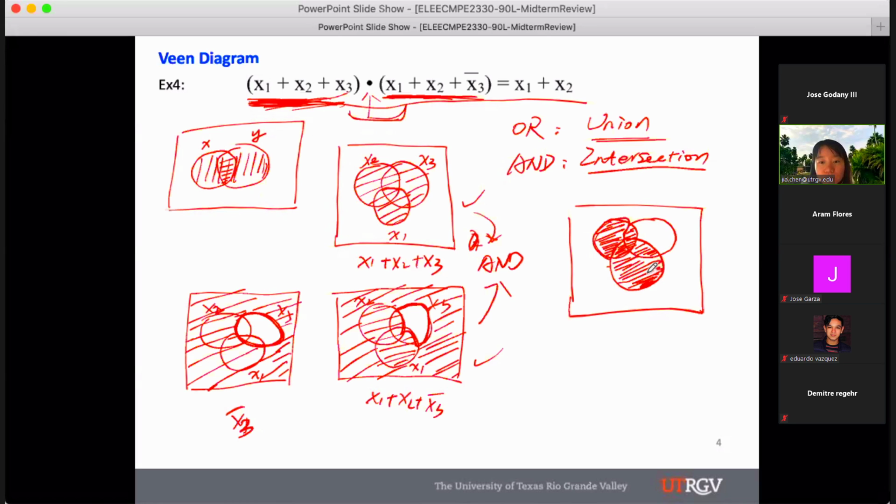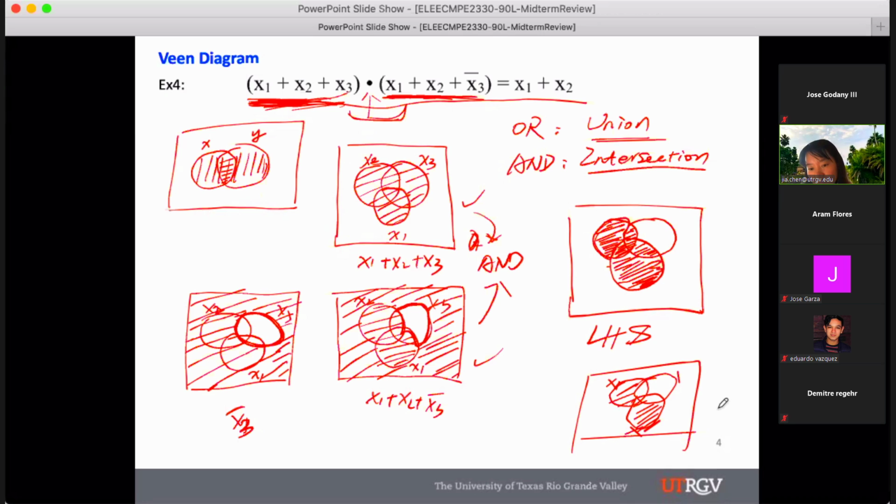That's why this is your final left-hand side. Left-hand side is, you get this area. And as we said, this is the intersection of x1 and x2, the union of them, meaning x1 plus x2. So the right-hand side equals the left-hand side. That's how you can prove the equality. Okay, so that's how to use a Venn diagram to prove that. This is this topic. Let's move a little bit faster.